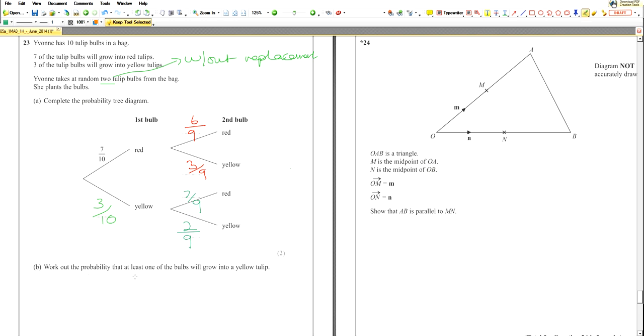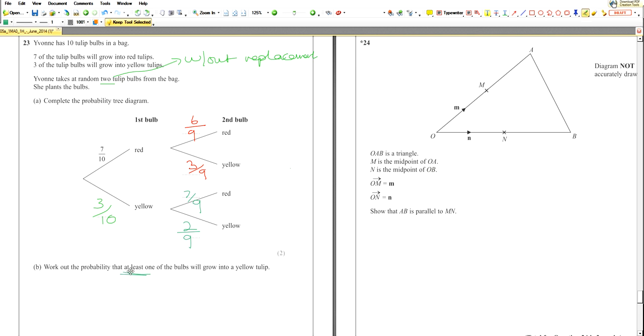Work out the probability that at least one of the bulbs will grow into a yellow tulip. Now, the best way to think of this is to look at an analogy. In the morning, you're having breakfast. Your mom says to you, how many toasts would you like? You say to your mom, I would like to have at least 1 toast. So you have to think, what does that mean? What does your mom make? That means she makes 1 toast, 2, 3, or 4, or anything more than 1. At least 1 means there should be 1 or more toasts.